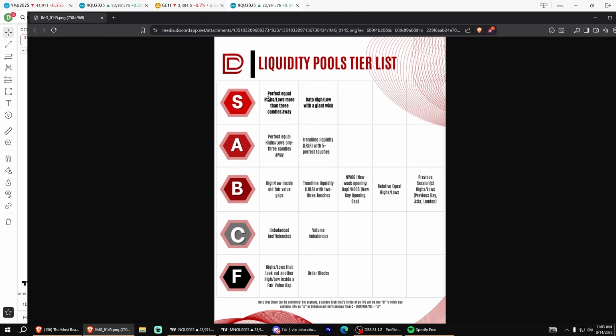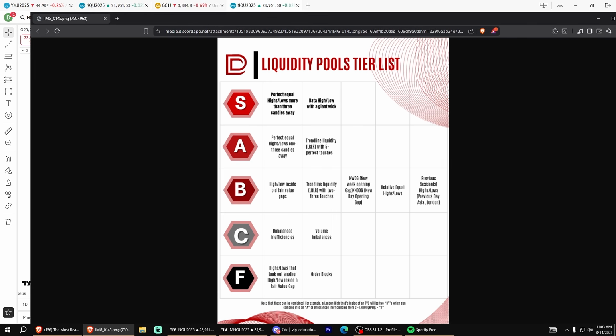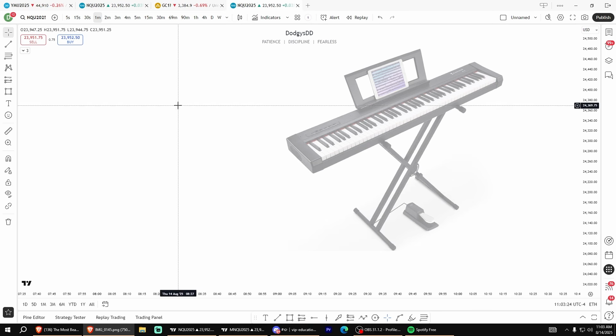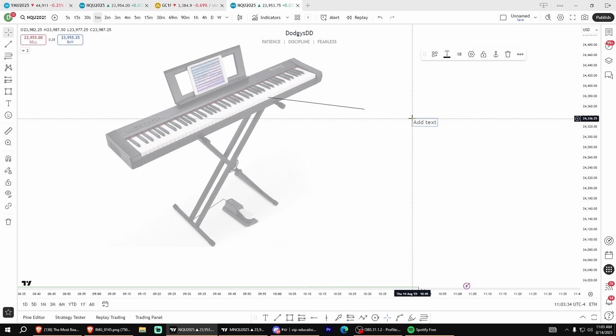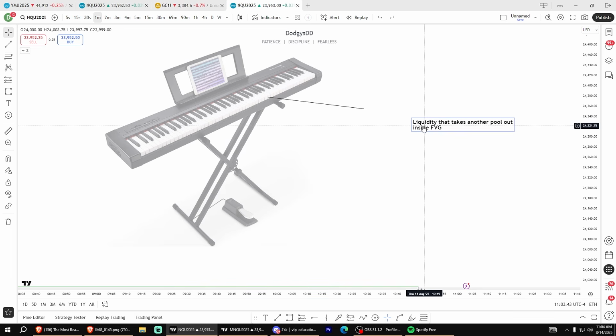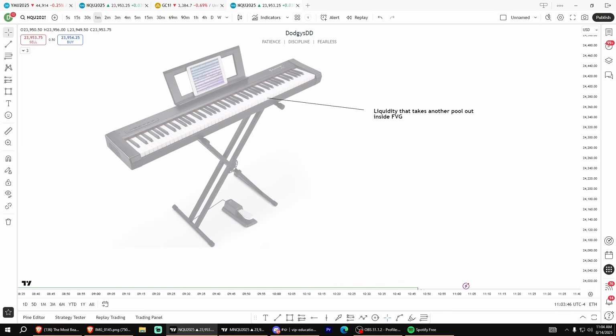So starting off at the F tier, we have highs/lows that took out another high/low inside of a fair value gap. Using my piano, each liquidity pool is going to be a note. So this is going to be this note right here: liquidity that takes another pool out inside an FVG. This is going to be our first note.